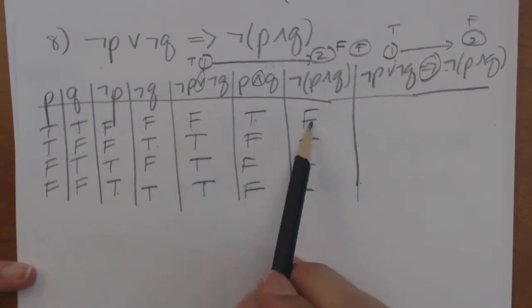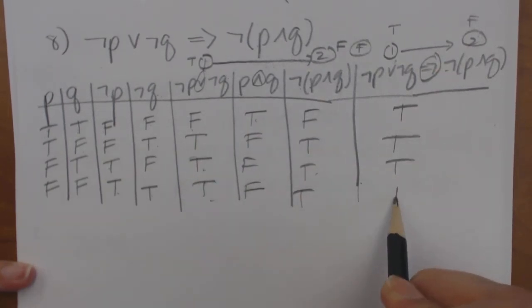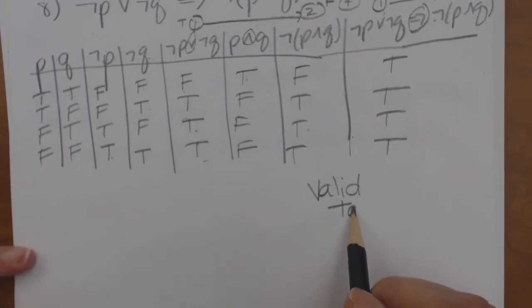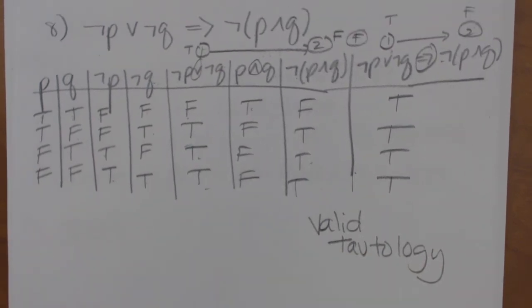So let's look. False, false is fine. True, true is fine. True, true is fine. And true, true. Wow, we got all these tautologies. I did not do that on purpose. Last column is valid. It's a tautology. And that is number 8.